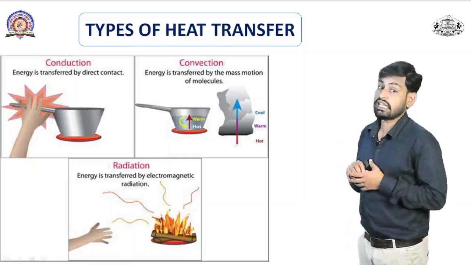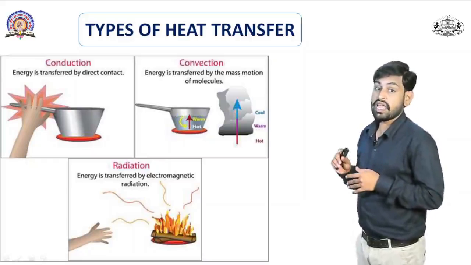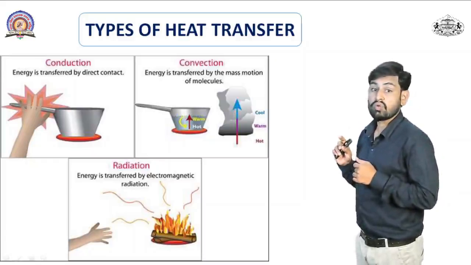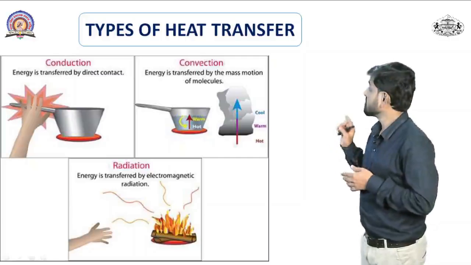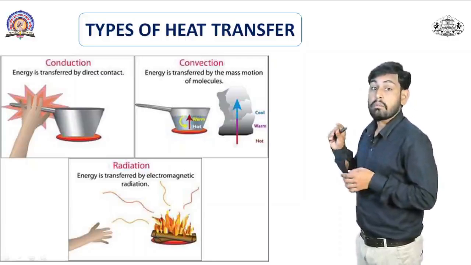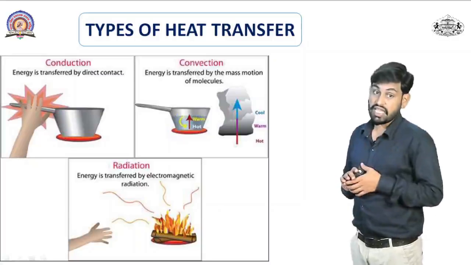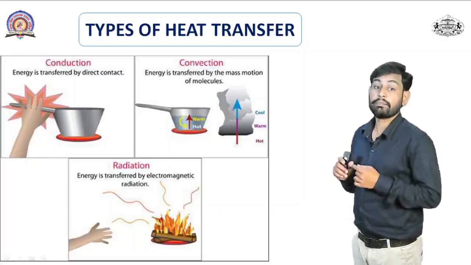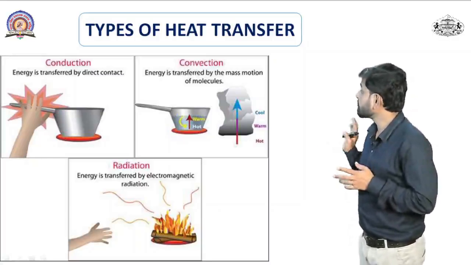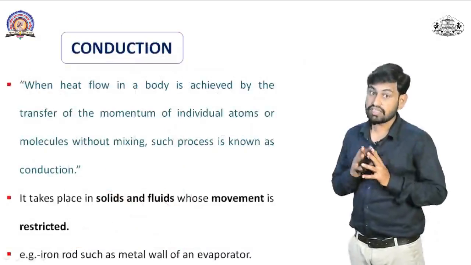The second type is convection. Convection is energy transferred by the mass motion of molecules. And the last one, radiation, is energy transferred by electromagnetic radiation. Now, first we discuss conduction.